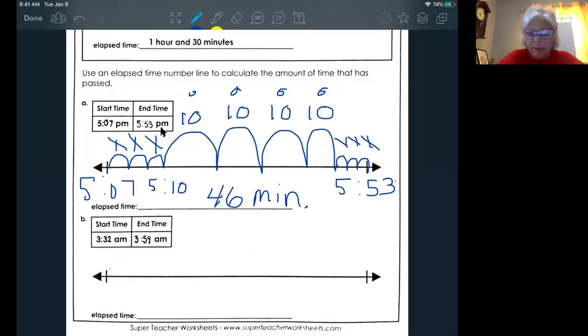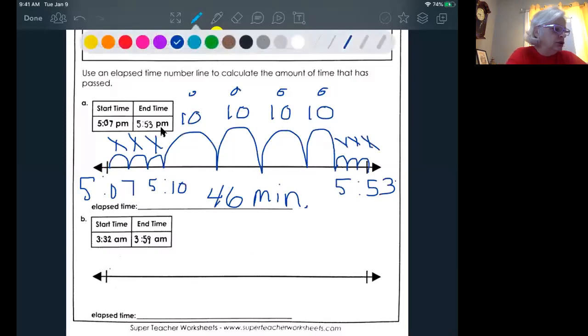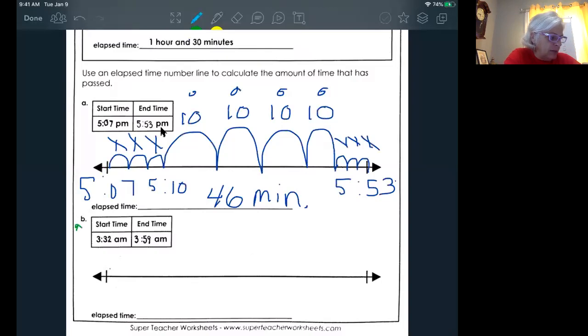So if you have a piece of paper and you want to try this out while we do it, you can do that. So I'm going to change the color on this one to, let's do green. All right, so our start time is 3:32 and our end time is 3:59. So first thing we're going to do is label our timeline.